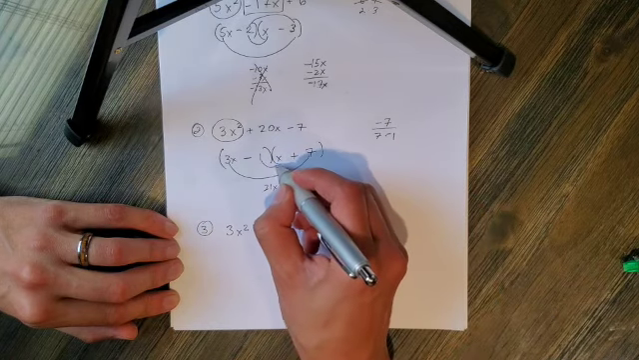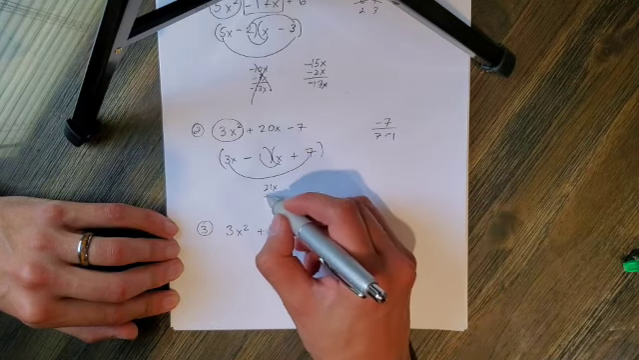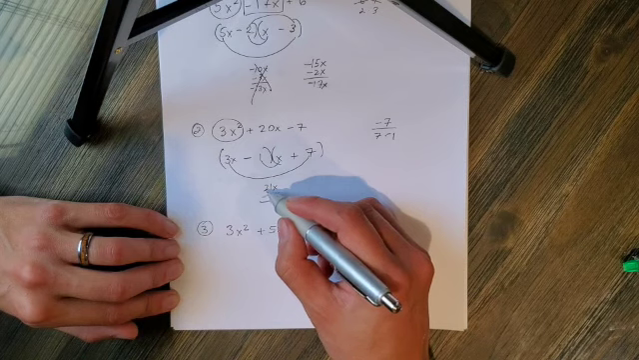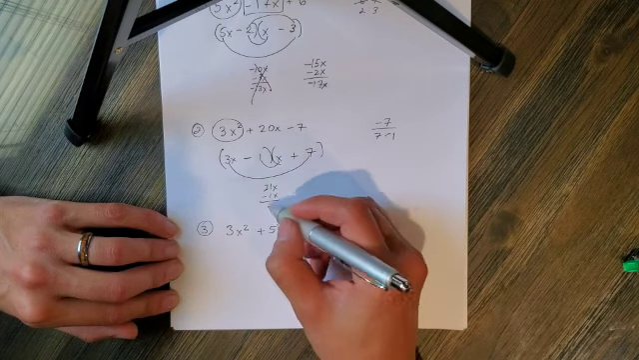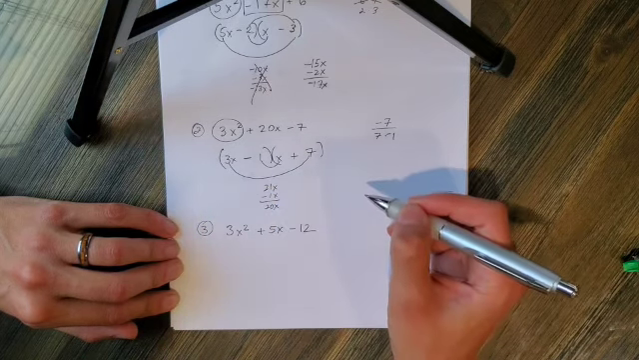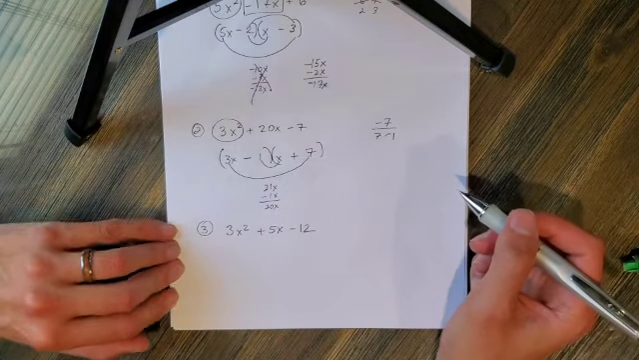And then the middle ones here. x times negative 1 is negative 1x. Is 21x minus 1x 20x? Yes, it is. So that's my answer.